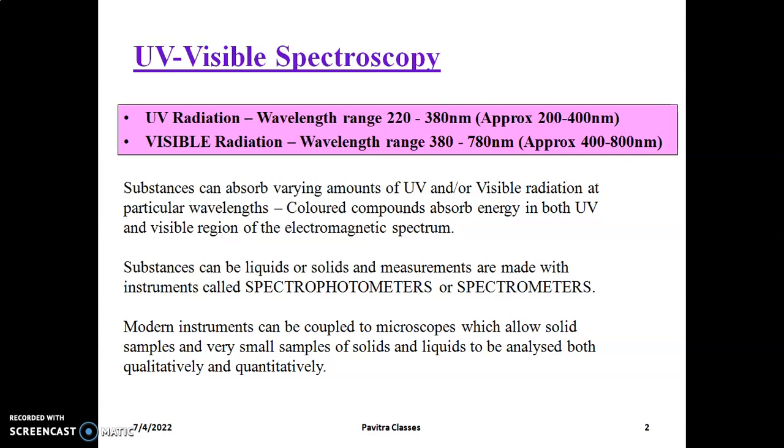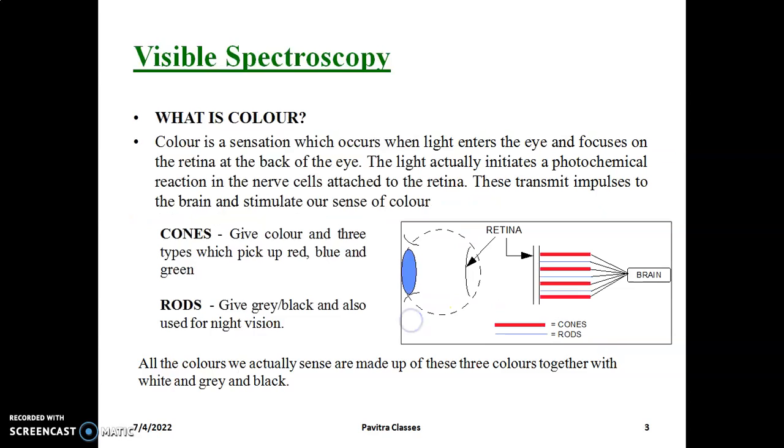Usually a substance can absorb varying amounts of UV visible radiation at a particular wavelength. Colored compounds absorb in both the UV and the visible region of the electromagnetic spectrum. Liquids and solids can be measured in various instruments: colorimeters, spectrometers, spectrophotometers. Modern instruments are usually coupled with microscopes and computers, so very small solid samples can also be analyzed both quantitatively as well as qualitatively.